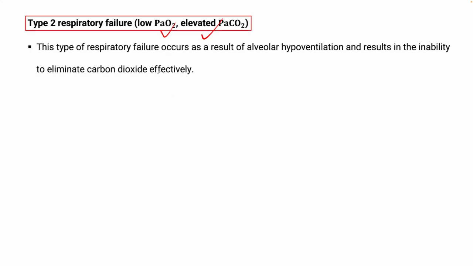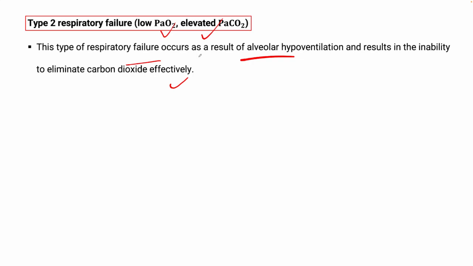So this was all about type 1 respiratory failure. Now we are going to discuss type 2 respiratory failure, where there is low PaO2 and elevated PaCO2. This type of respiratory failure occurs as a result of alveolar hypoventilation and results in the inability to eliminate carbon dioxide effectively.